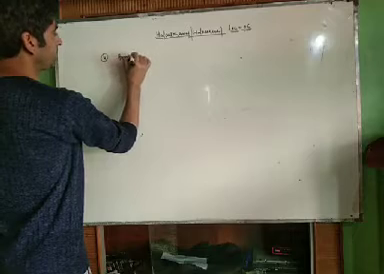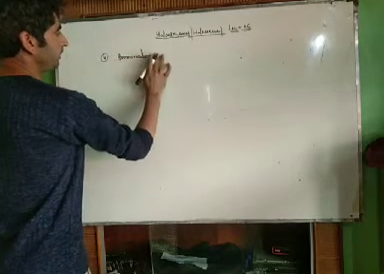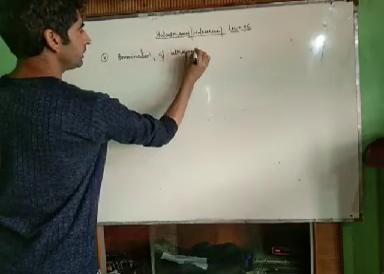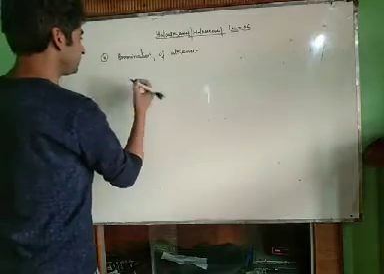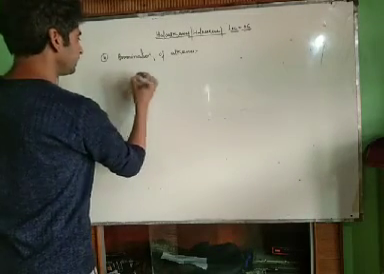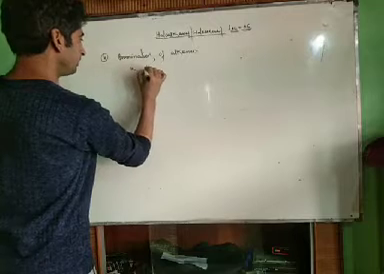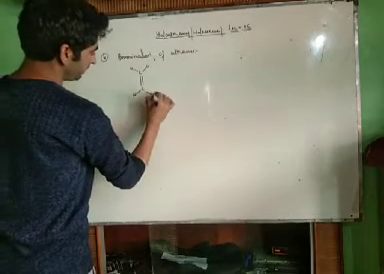This is a very important reaction. Bromination of alkenes. This is a very important reaction. In this bromination reaction, what happens? We take an alkene. Let us take an alkene. Now this is our alkene, hydrogen, hydrogen, and we have the double bond over here. This is ethene.